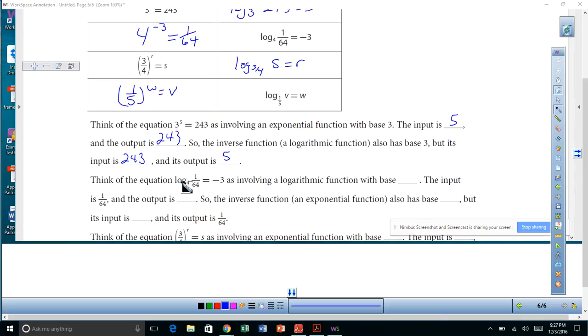Think of the equation log base 4 of 1/64 equals -3 as involving a logarithmic function with a base of 4. The input is 1/64 and the output is -3. So the inverse function, an exponential function, also has a base of 4, but its input is -3 and its output is 1/64.